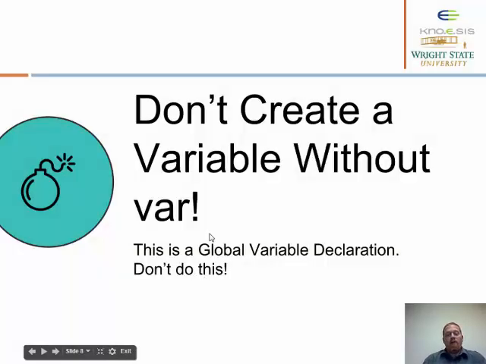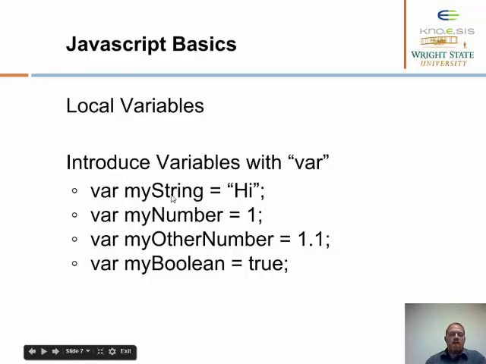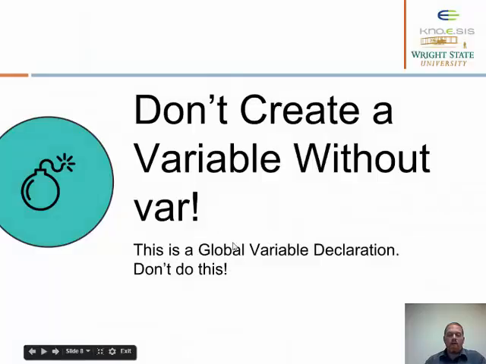Don't create a variable without the var. You'll notice that all these statements have var, and what that means is that this variable is being declared within the context or the scope of the JavaScript that I'm working in right now. If you declare it without var, it's global. That means anywhere can access that. If you're running a browser and you declare it without var, any of your scripts can access that variable, which means that any of your scripts can clobber that variable and override it with whatever data they want to, which leads to bad, bad things.